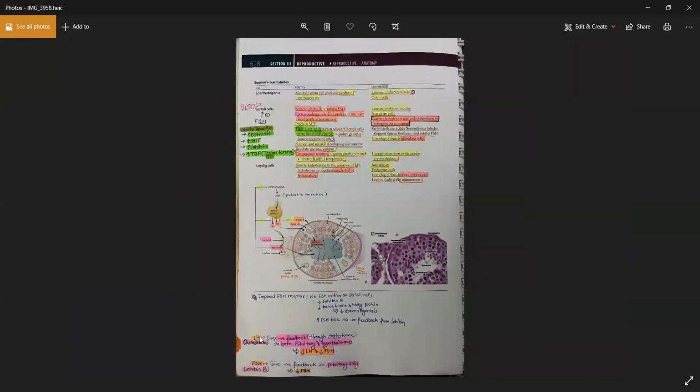So that's it. Testosterone gives a negative feedback to the pituitary and hypothalamus. FSH, via inhibin B, gives a negative feedback to the pituitary only. That means decreasing the FSH levels only. So any doubt, please ask.